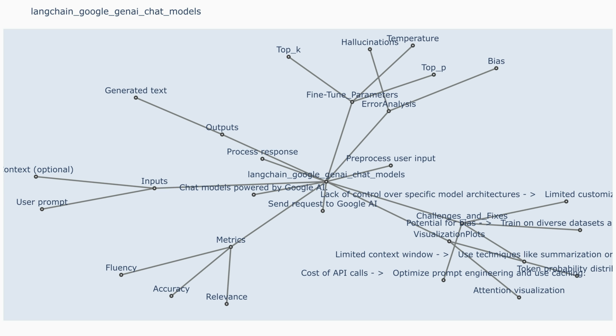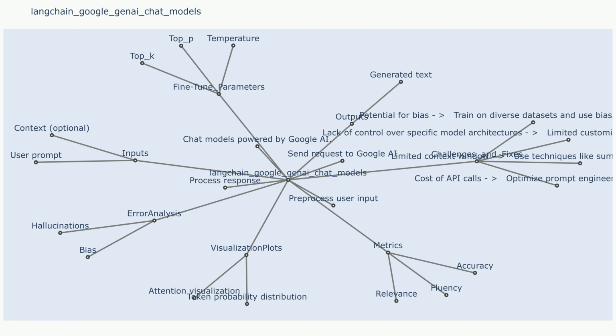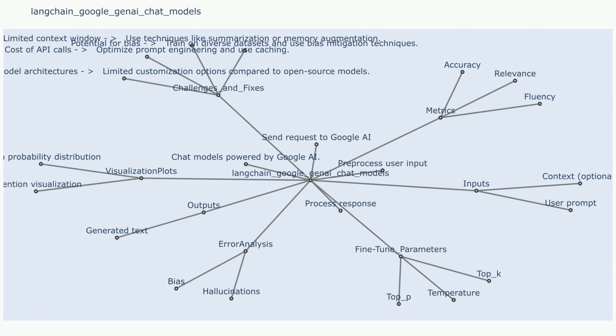Langchain GenAI chat models. Description: The Langchain GenAI chat models are a collection of large language models (LLMs) provided by Google AI, accessible through the Langchain library. These models offer a range of capabilities, including text generation, translation, summarization, and question answering, making them versatile for diverse NLP tasks.